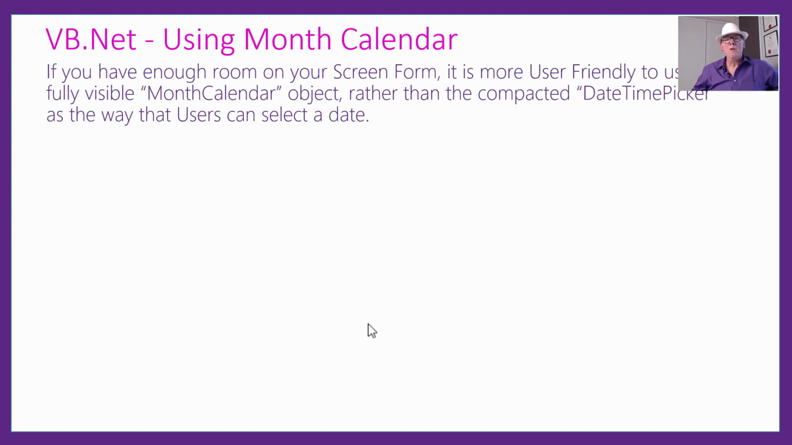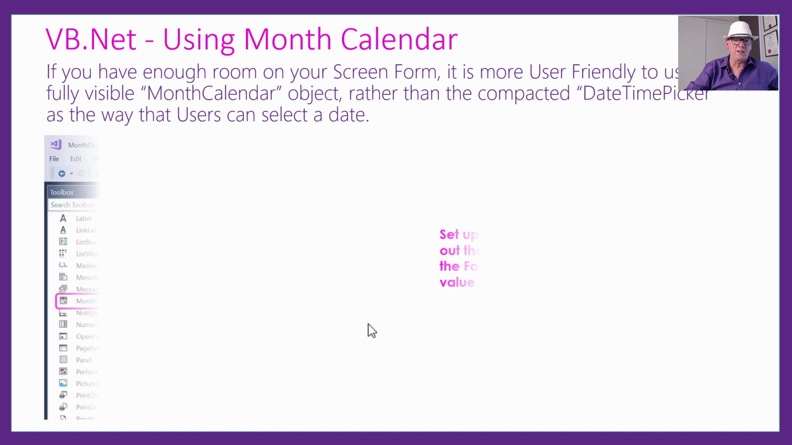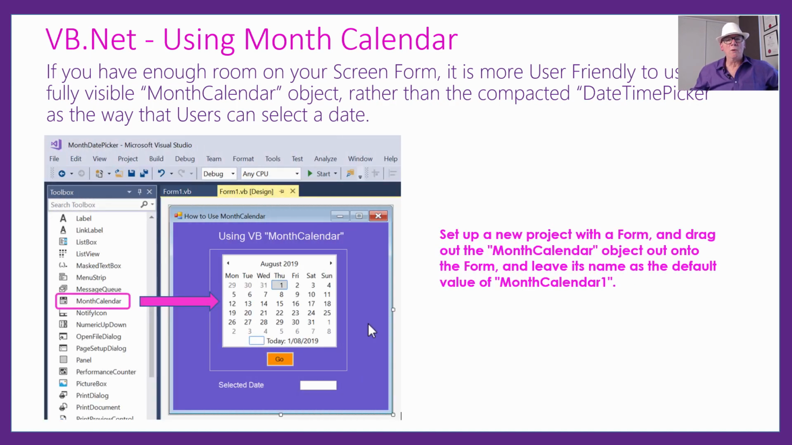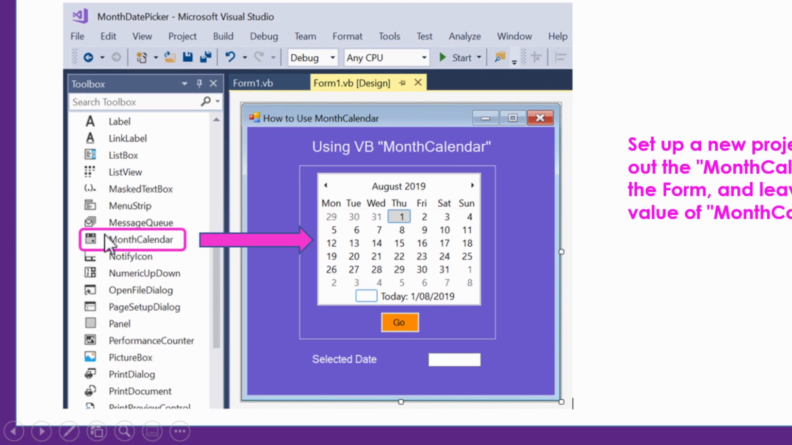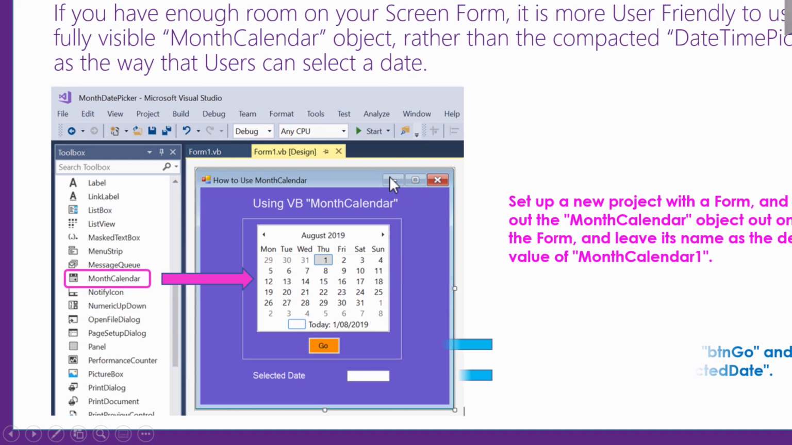So let's get started. If you've got enough room on your screen, it's much more user-friendly for the people to see the calendar straight away, which makes it really obvious that they need to select a date. So what we do is we have our form, and over in our toolbox, there's an object here, month calendar. So we just drag that one out onto the form, and that gives us this month calendar here. We've just put a group box around it to make it all look nice.